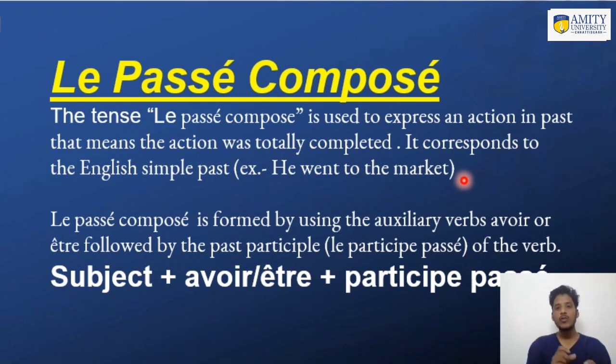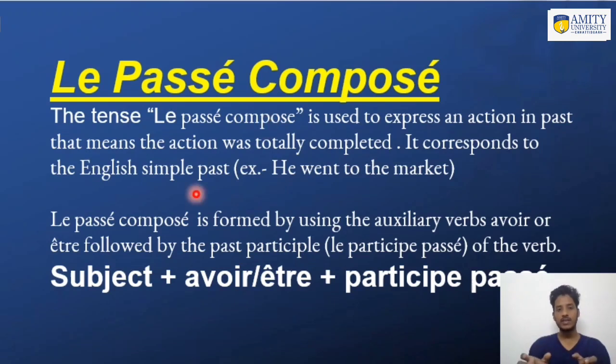Now if I say I will go to the market, is the action happened in the past? No, that means it will take place in the future. If I say I am going to the market, is it the action that happened in the past? No, that means the action is happening right now. But what is simple past tense? The action that happened in the past and the action completed totally. So that is called simple past tense, and in French, le passé composé. So I think it's clear.